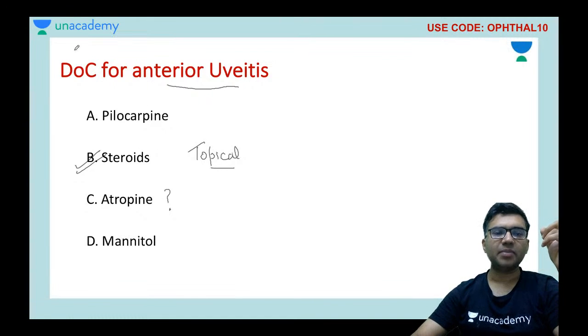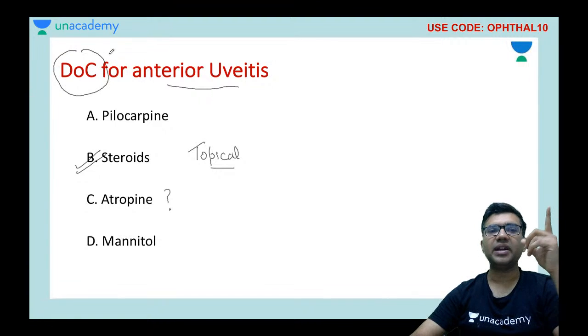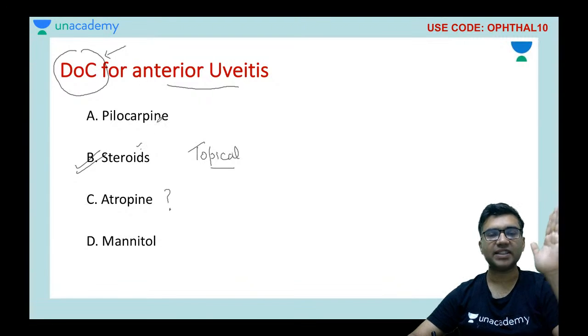So drug of choice, remember, whenever they ask a drug of choice, it should be a drug which is basically acting on your pathogenesis. Like in malaria, your drug of choice is not paracetamol, it is quinine. Similarly, drug of choice for anterior uveitis is not atropine but steroids. For any type of uveitis, whether anterior, intermediate, or posterior, you answer steroid. Pilocarpine should be avoided in patients of uveitis because it can cause contraction of the iris, increase the pain, and increase the symptoms of the patient.